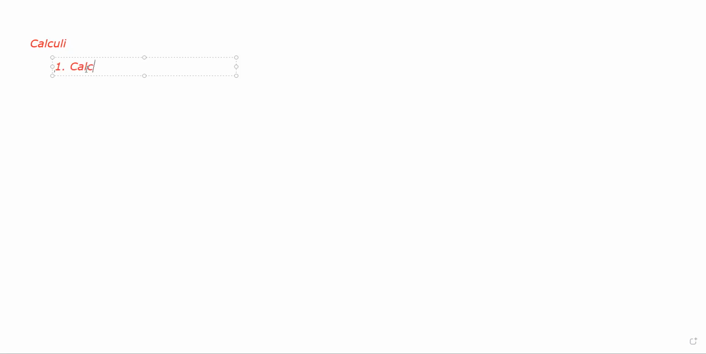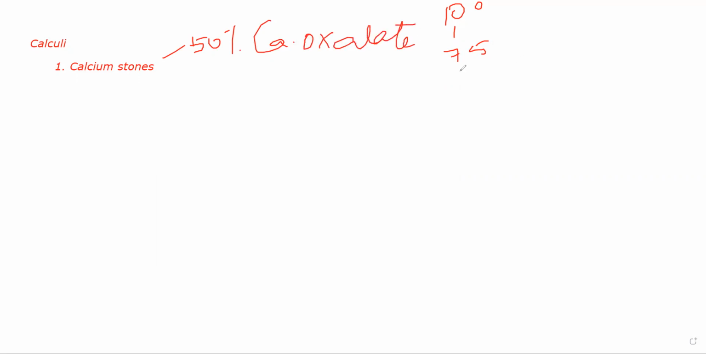will be calcium stones. Almost 75% of any urinary calculi will be calcium stones. Now the calcium stone itself can be of three types. Let us suppose I have 100 patients who have urinary calculi. 75% of them, so 75 patients, will have calcium stones. Now out of that 75, 50% have calcium oxalate stones. So out of this, about 37 people have calcium oxalate stones.